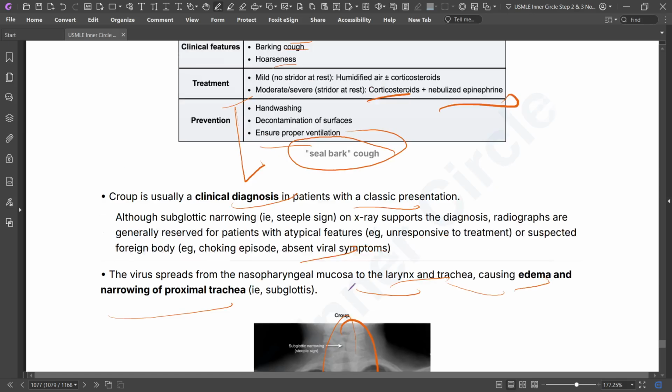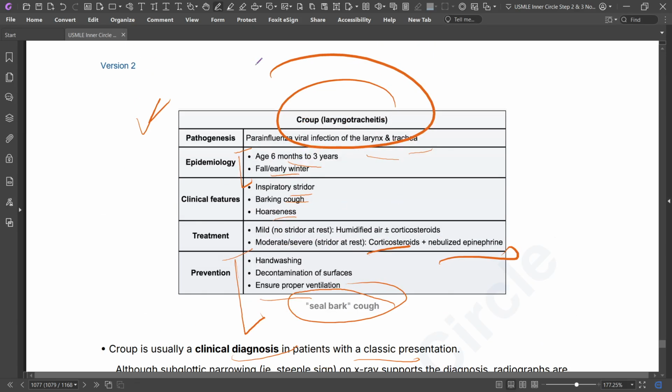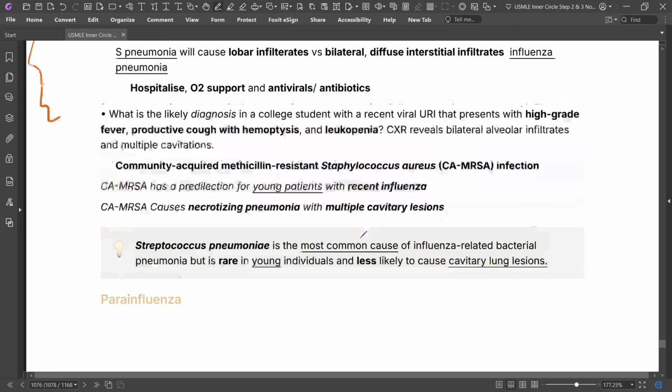This is the steeple sign for croup, acute laryngotracheitis, caused by parainfluenza viral infection of the larynx and trachea, at 6 months to 3 years, while age less than 2 years is bronchiolitis. If 6 months to 3 years, croup: barking cough, inspiratory stridor, and hoarseness. Mild, humidified air and corticosteroid; moderate to severe, nebulized epinephrine should be given.